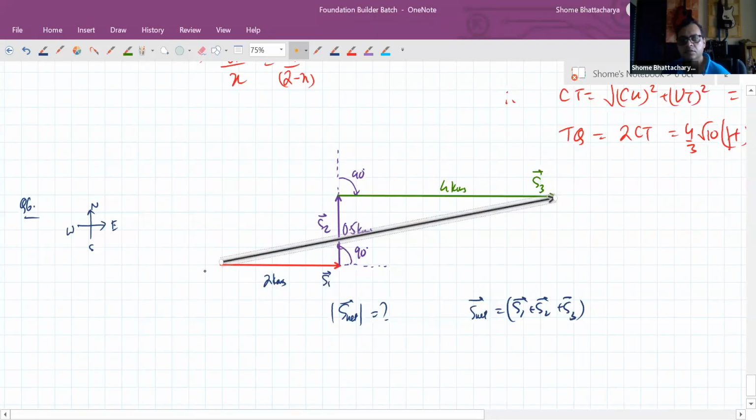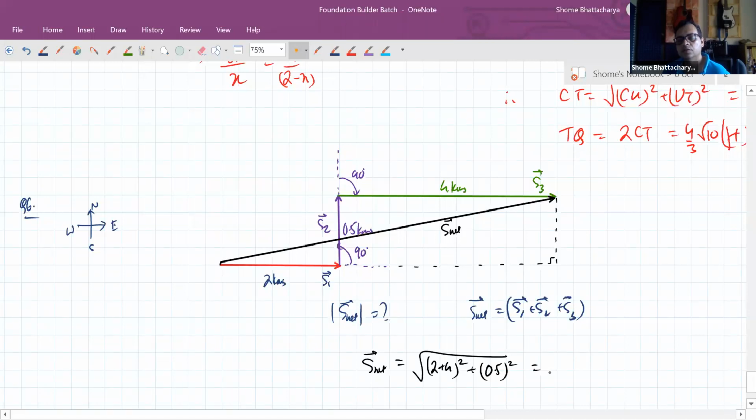Now, in the diagram this should be our net displacement. Okay, so for that we can just drop a perpendicular here, because we're only dealing with two such directions. We can see that the magnitude of the net displacement will become the square root of the base, which is 2 plus 4, that's 6 kilometers squared, plus the perpendicular, which is 0.5 kilometers squared. So that is 36 plus 0.25.